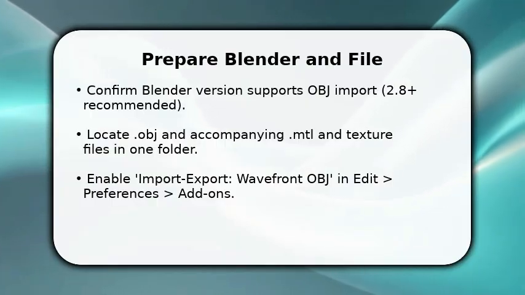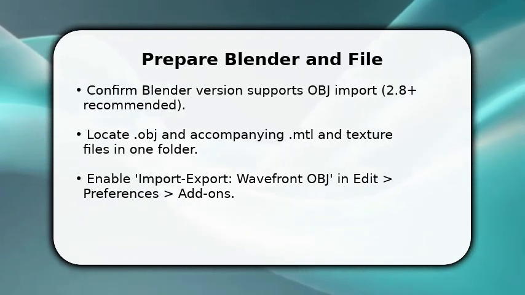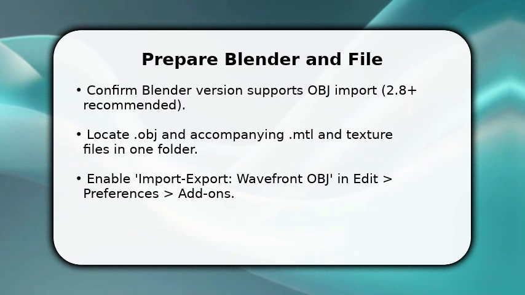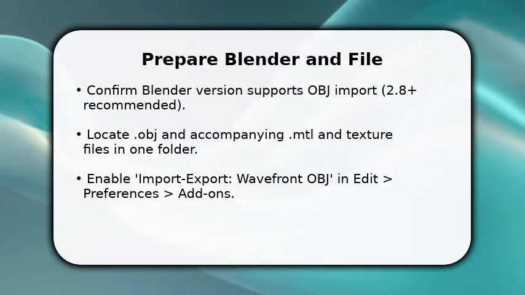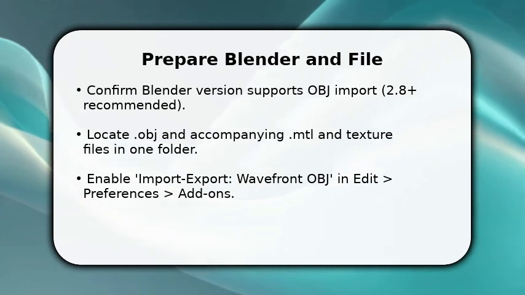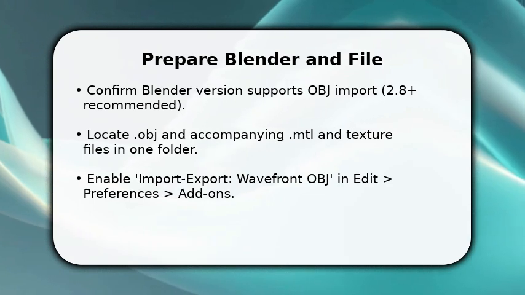You start by making sure Blender can read the file, open Preferences, and enable the Wavefront OBJ importer. Once done, gather the OBJ, MTL, and any textures into one folder so Blender can link materials automatically. Make sure file names match exactly, because mismatches break texture paths.